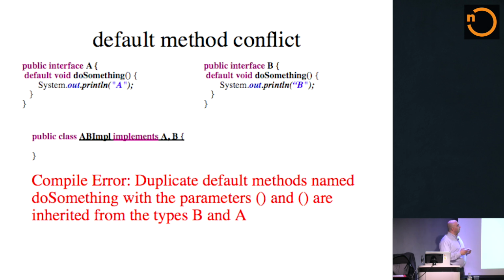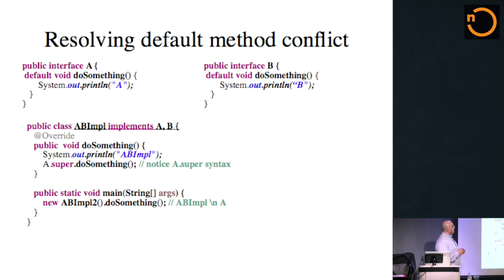So how do you fix it? Well, exactly, override it. And when you override it, you'll see here that in the overridden do something, I'm just calling my own system out println AB impl. But I'm also saying A.super.doSomething. Somebody was asking, can I call up to the one in the previous interface? And the answer is yes, you can.